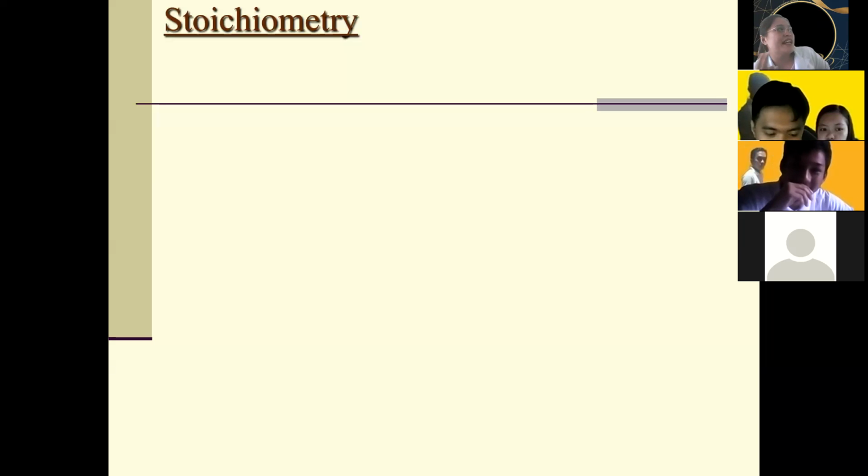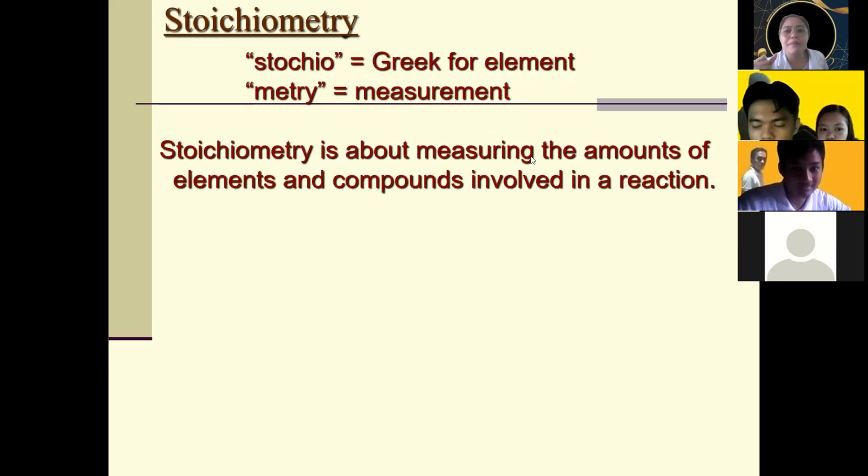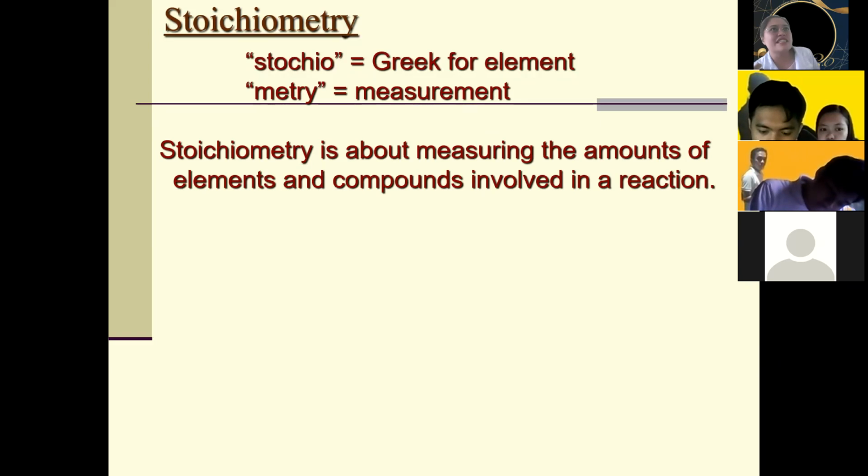What are the two words that we get stoichiometry from? Okay, stoichio and metry. Stoichio is the Greek for element. We will be measuring the amount of element or a compound. And then metry, again, is measurement. Therefore, when you say stoichiometry, this is about measuring the amounts of either elements or compounds that are involved in a chemical reaction.